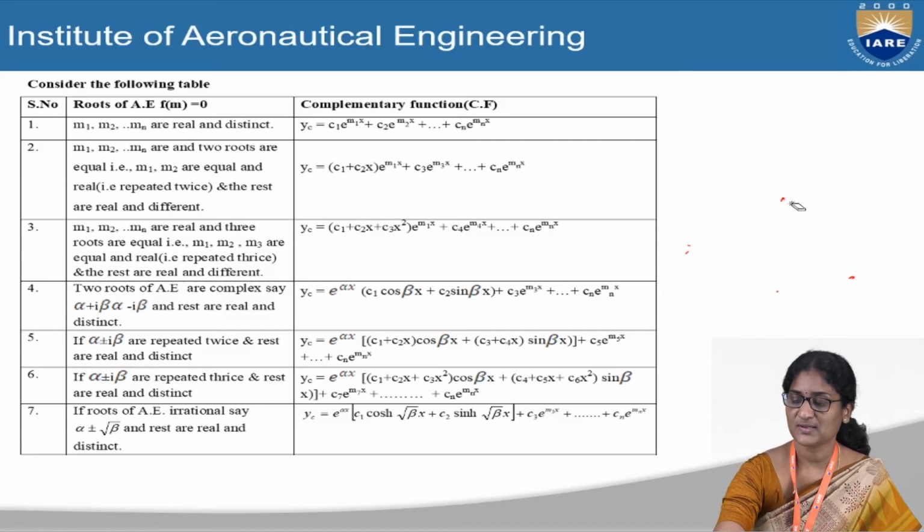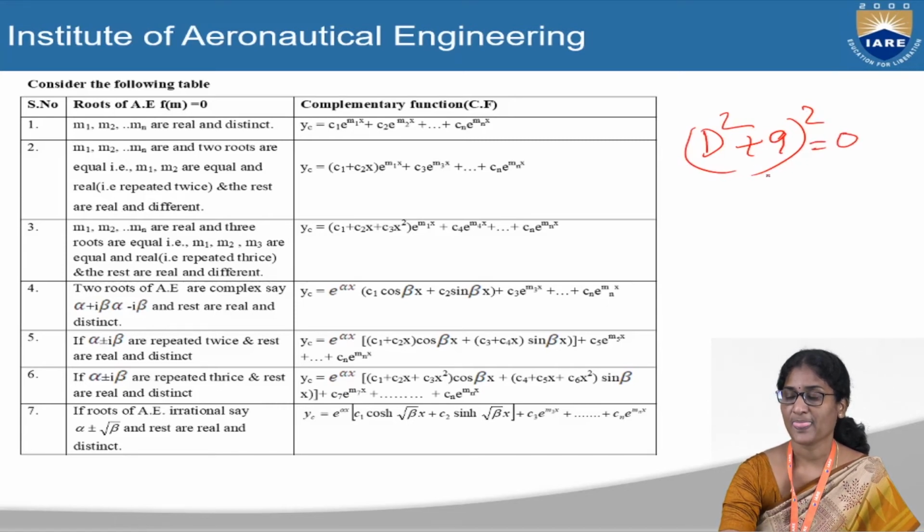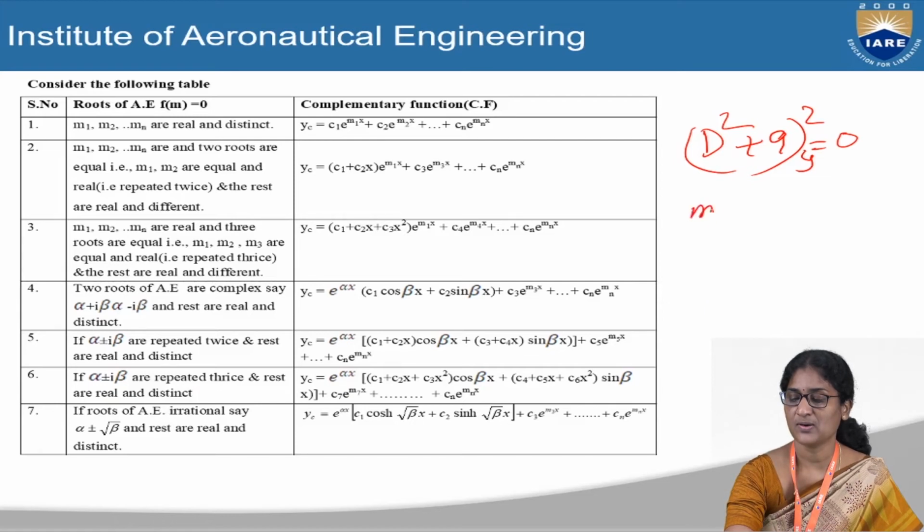For example, suppose I have an example: (D square plus 9) whole to the power of 2 y is equal to 0. If you expand this, it is nothing but D to the power of 4, a fourth order differential equation. How many roots should it have? It should have 4 roots. That is, m is equal to plus or minus 3i and plus or minus 3i.